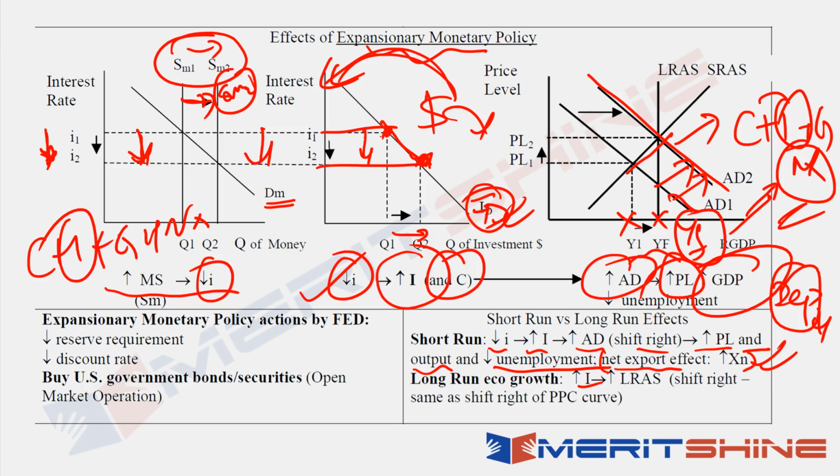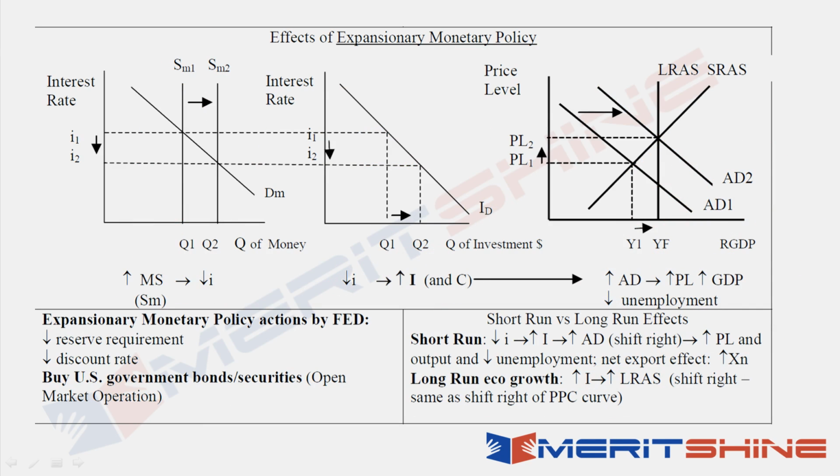In the long run, I goes up, the long run aggregate supply curve shifts right, same as the production possibility curve we have always discussed, because of the investment. Okay, I hope this part is clear, guys. So decreased interest rate is so good for the economy. Okay, so draw all possible curves, guys. Now do contractionary monetary policy, do that. Expansionary fiscal policy, do that. What will change there? The G will change there, right?